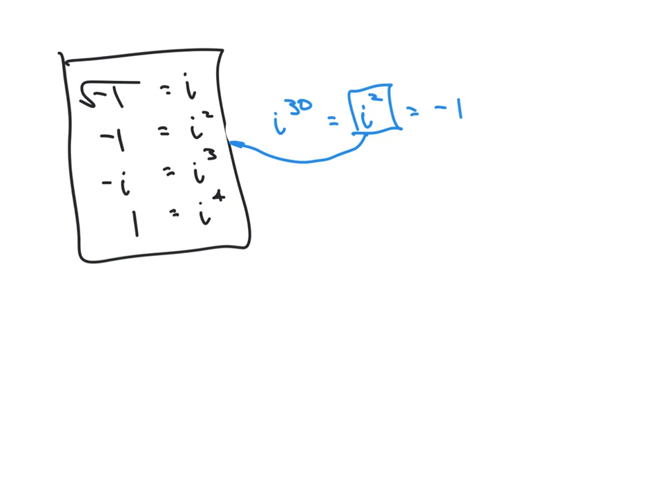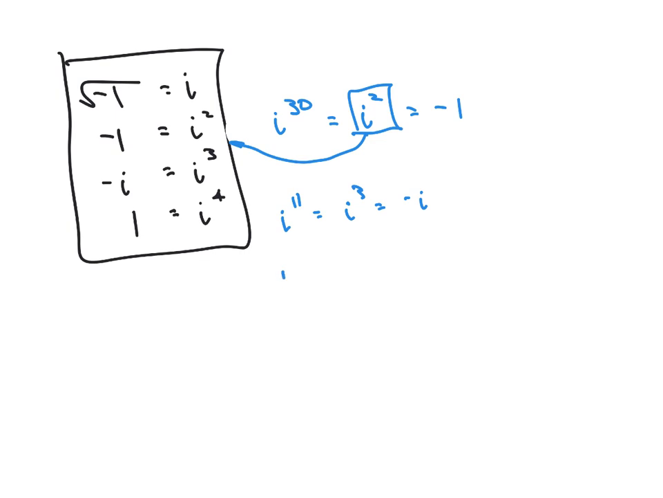That works for everything. i to the 11th power. How many times does 4 go into 11? It goes into it 2 times, with how many left over? 3 left over. So the answer to i to the 11th is -i, which is right there.